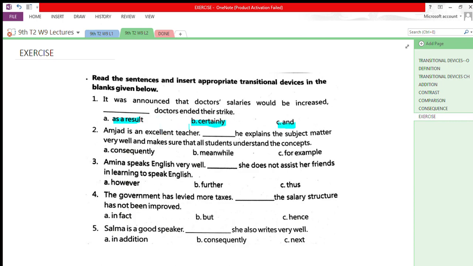As a result, certainly, and now see which one we are going to use over here. It was announced that doctor salaries would be increased. As a result, doctors ended their strike. This is the consequence. Okay.